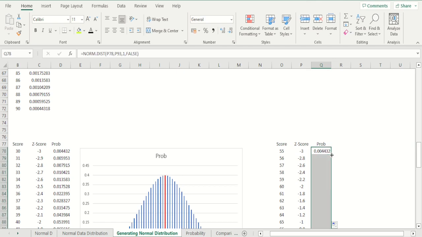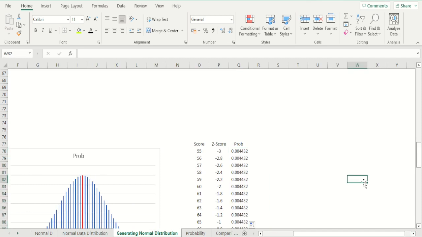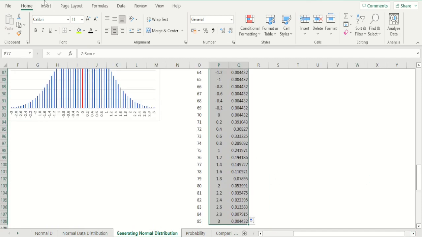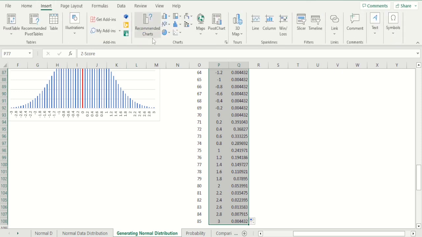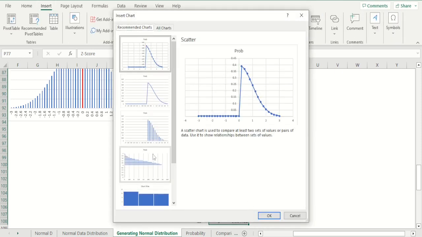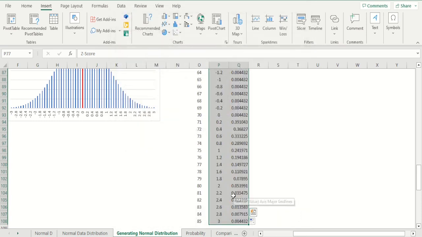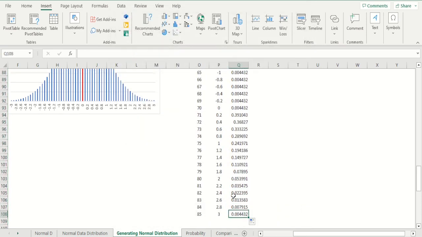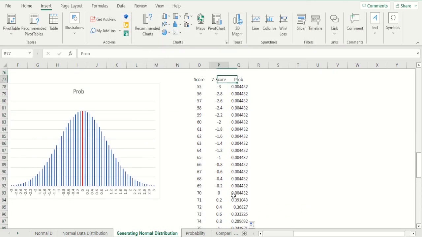Okay, so now let's drag it out all the way, and now let's plot the standard normal distribution for this. It is again going to be plotted the same way. On this one, let's just make sure that we have selected the complete data set. Here we are.